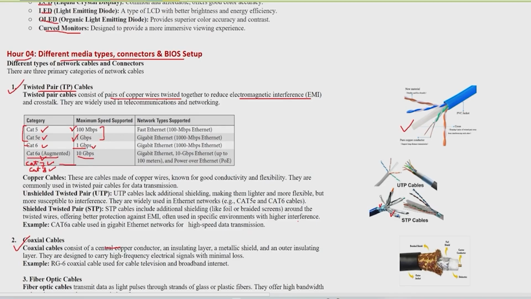But after that, technology has changed nowadays. We can carry data up to 40 Gbps. So these two cables, category 7 and category 8, can carry data up to 40 Gbps nowadays.